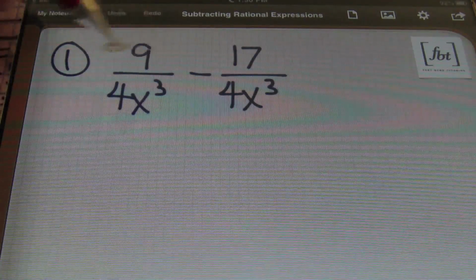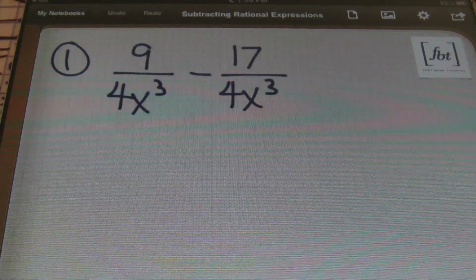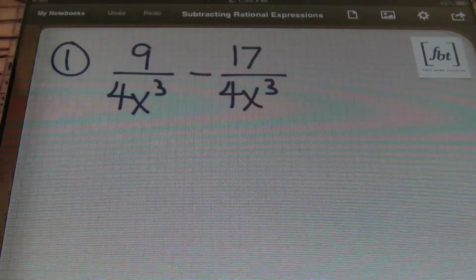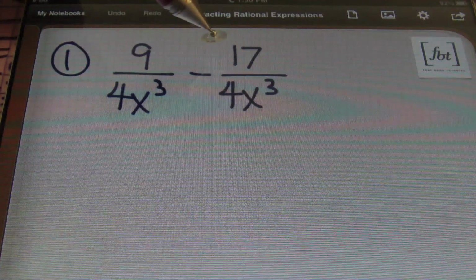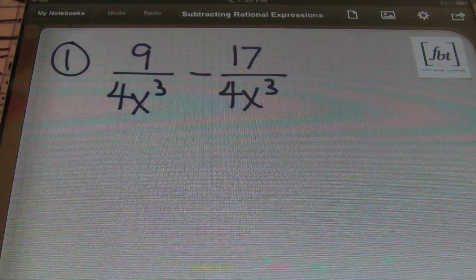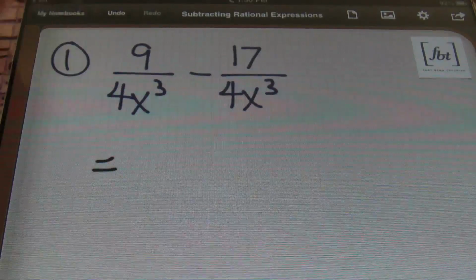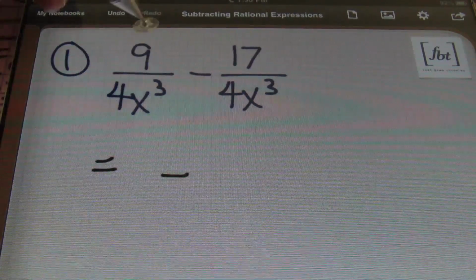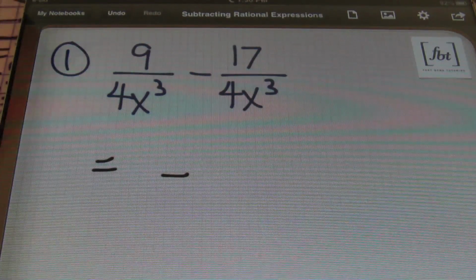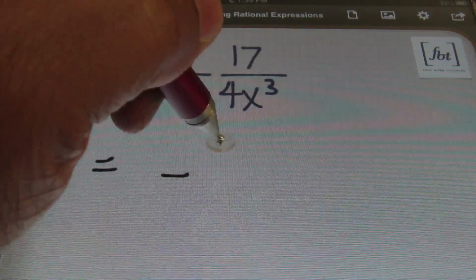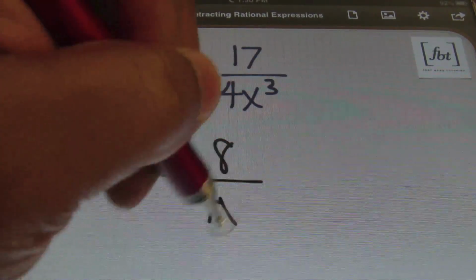Remember when you're subtracting like terms here? You're going to always keep the sign of the biggest number. So your biggest value here is 17, so the result will be a negative result. So let's go ahead and write that out. I'll end up with a negative, and the difference between 17 and 9 is going to be 8. So I'll end up with negative 8 over 4x cubed.